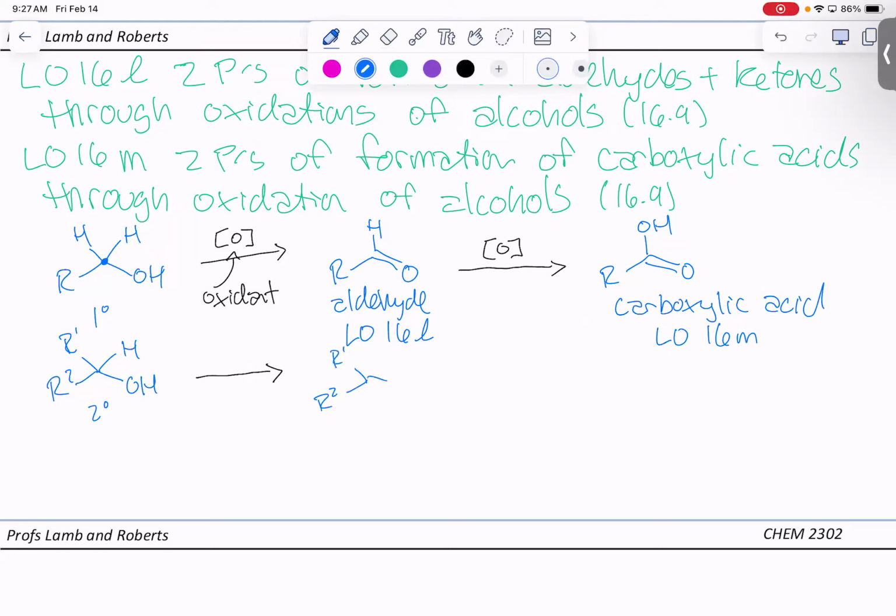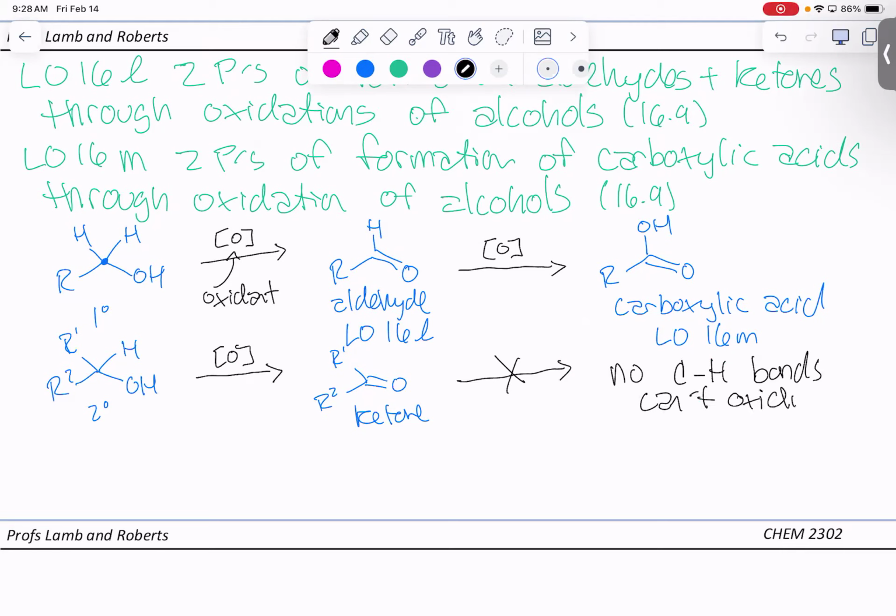We can oxidize off that one CH bond. We can form a ketone. But there are no more CH bonds to oxidize, so no reaction if we add more oxidant. Okay, no CH bonds, so we can't oxidize to the carboxylic acid. So we have to be really careful with the identity of the alcohols we're trying to oxidize to see how far we can get.